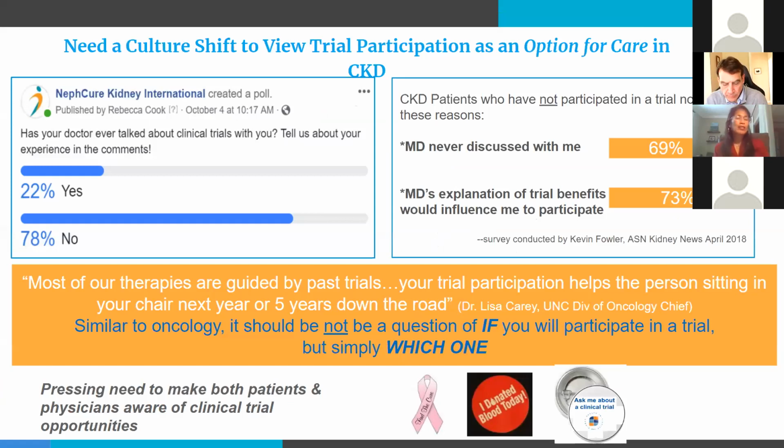And finally, I'll end with what I talked about at the beginning, that cultural shift that's really needed to view trial participation as an option for care. When we see and diagnose patients with CKD and IgA nephropathy, we're going to start with supportive care and the normal things we do. But we really want to be able to then say, okay, we've got 8 trials. Let's look to see if you're a potentially good candidate for one of these trials.